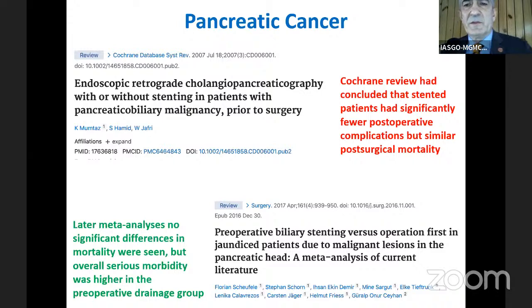A Cochrane review had concluded that stented patients had significantly fewer postoperative complications, but similar post-surgical mortality. But after this paper, recently, in a meta-analysis, no significant differences in mortality were seen, but overall serious morbidity was higher in the preoperative drainage group.